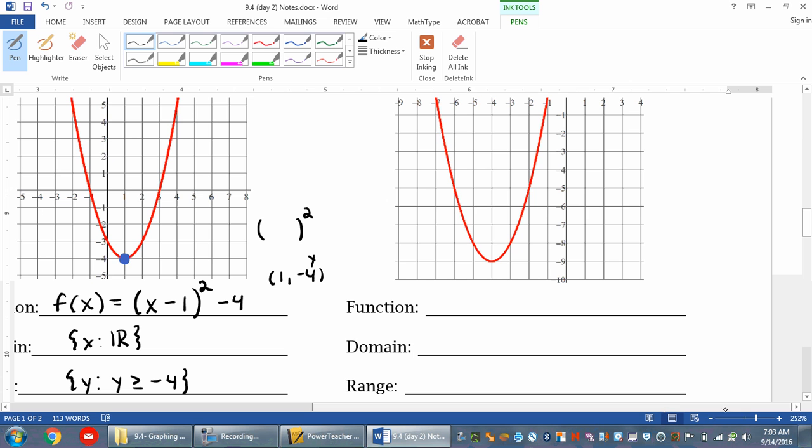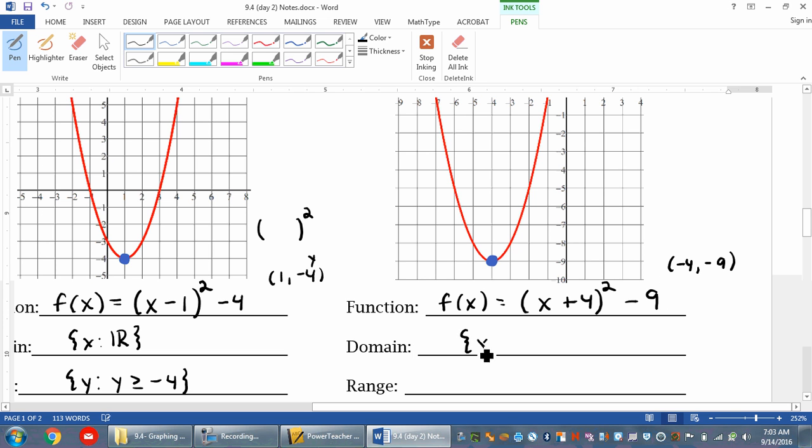Alright, and last one. Again, it's a U-shaped graph, so it's going to be a quadratic. Let's identify the vertex. What is it? Negative 4, negative 9. We'll start by writing f(x) equals. Now, is this graph going to start with the parentheses or the absolute value bars? Hopefully you say parentheses because it's a quadratic. It's going to be x, opposite sign, plus 4, in parentheses, squared, same sign, minus 9.